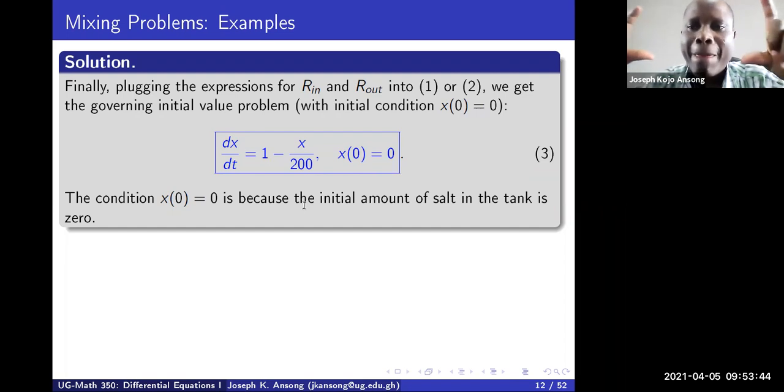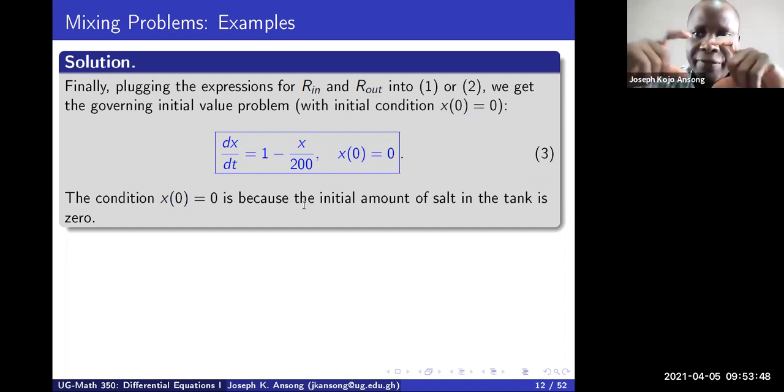Remember that the problem said that initially what you have in the tank is fresh water, so there is no salt. There is no amount of substance in it. So the amount at time T equals 0, the amount of salt, is 0. That is how we get this. Okay. Good.